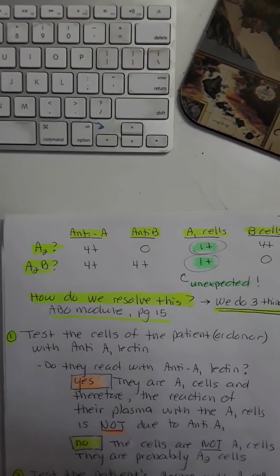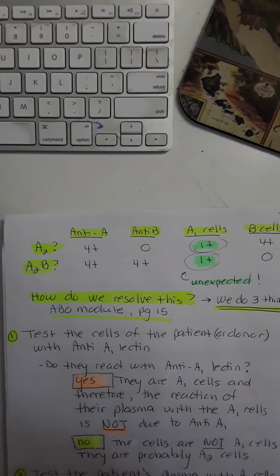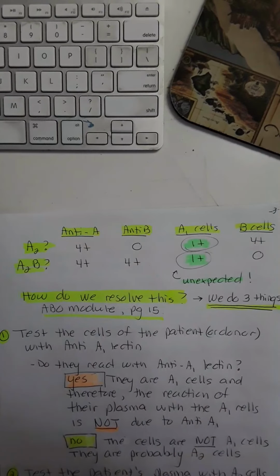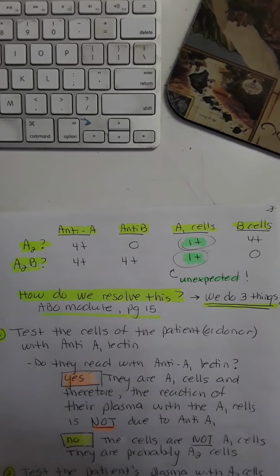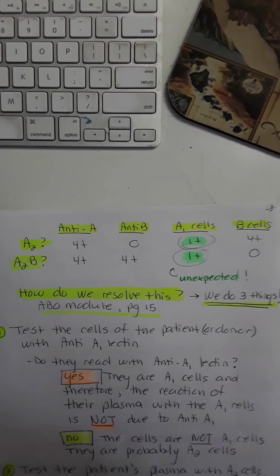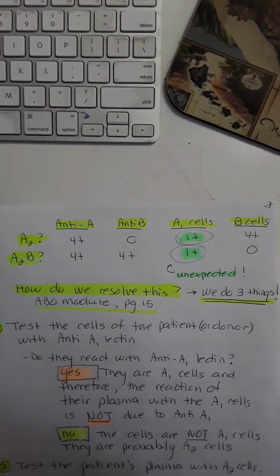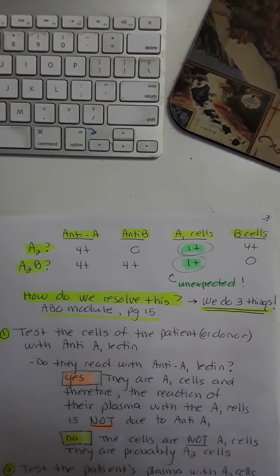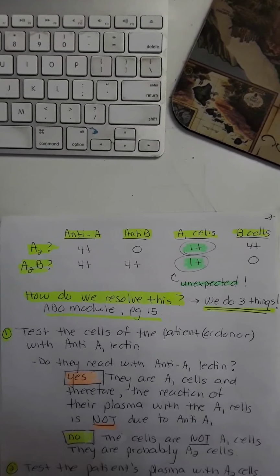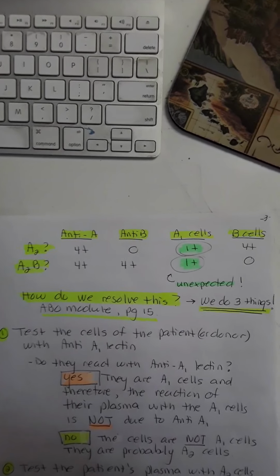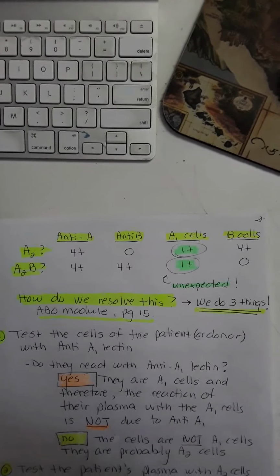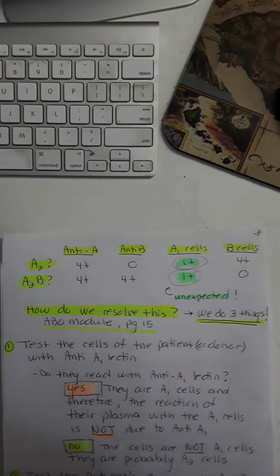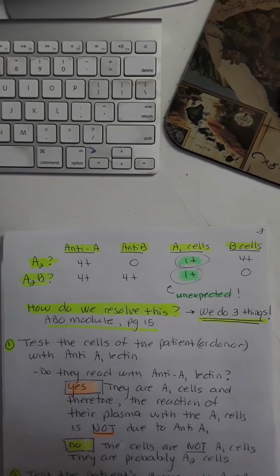So do they react with the anti-A1 lectin? If they do, then those are A1 cells, and therefore the reaction of their plasma with the A1 cells in the reverse grouping is not due to anti-A1. When you test the cells with anti-A1 and they don't react, well, the cells are not A1 cells, and they are probably A2. And you guys did this in the ABO subgrouping lab. I think you did a really good job of it.